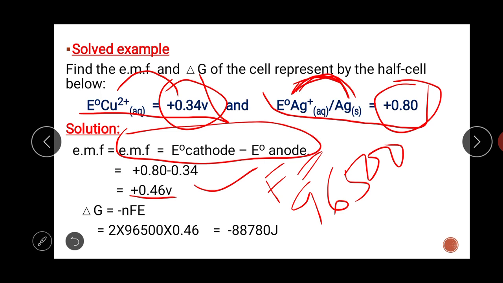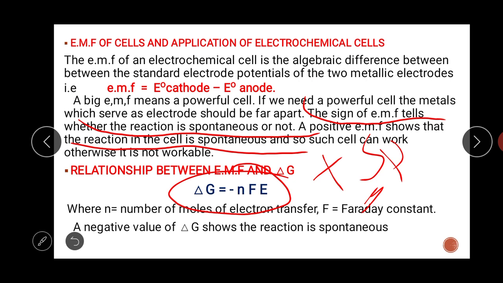If you look at this, the number of moles of electrons here is 2. So we have minus 2, multiplied by 96,500, times 0.46. And we get minus 88,780. We can judge whether that reaction is spontaneous or not with that expression.